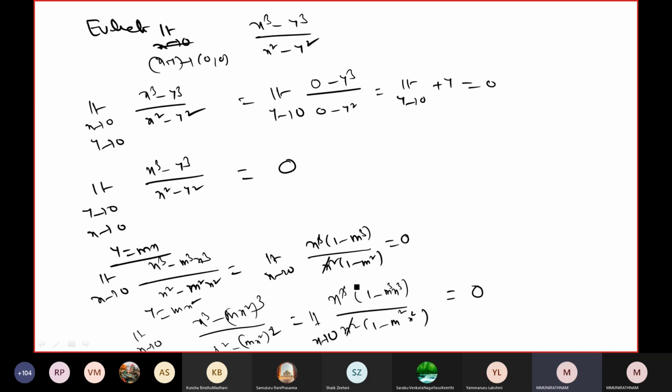So you can go the same way for any path, like y equal to mx power 4, mx cube, whatever you take. All will give the same. That's why this limit is 0. Therefore, limit x comma y tends to 0 comma 0 of x cube minus y cube by x square minus y square is 0. Okay? Is it fine? Anyone?